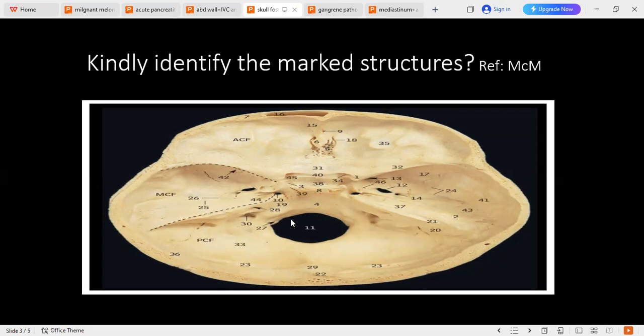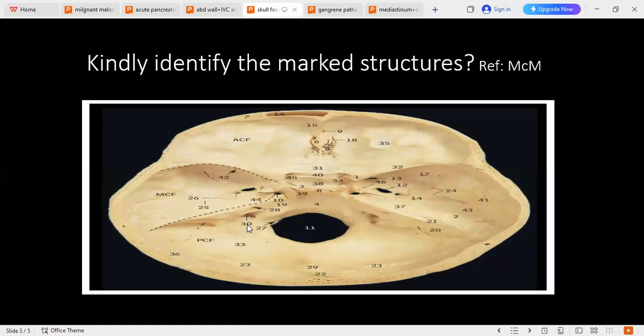Please tell me what is 11. It is foramen magnum, ma'am. Yes, please tell me the structures which pass through it. Foramen magnum has vertebral arteries, anterior and posterior spinal arteries, and there are spinal root of accessory nerve and lower part of medulla. Yes, and there is apical ligament of dens and tectorial membrane. Very good.